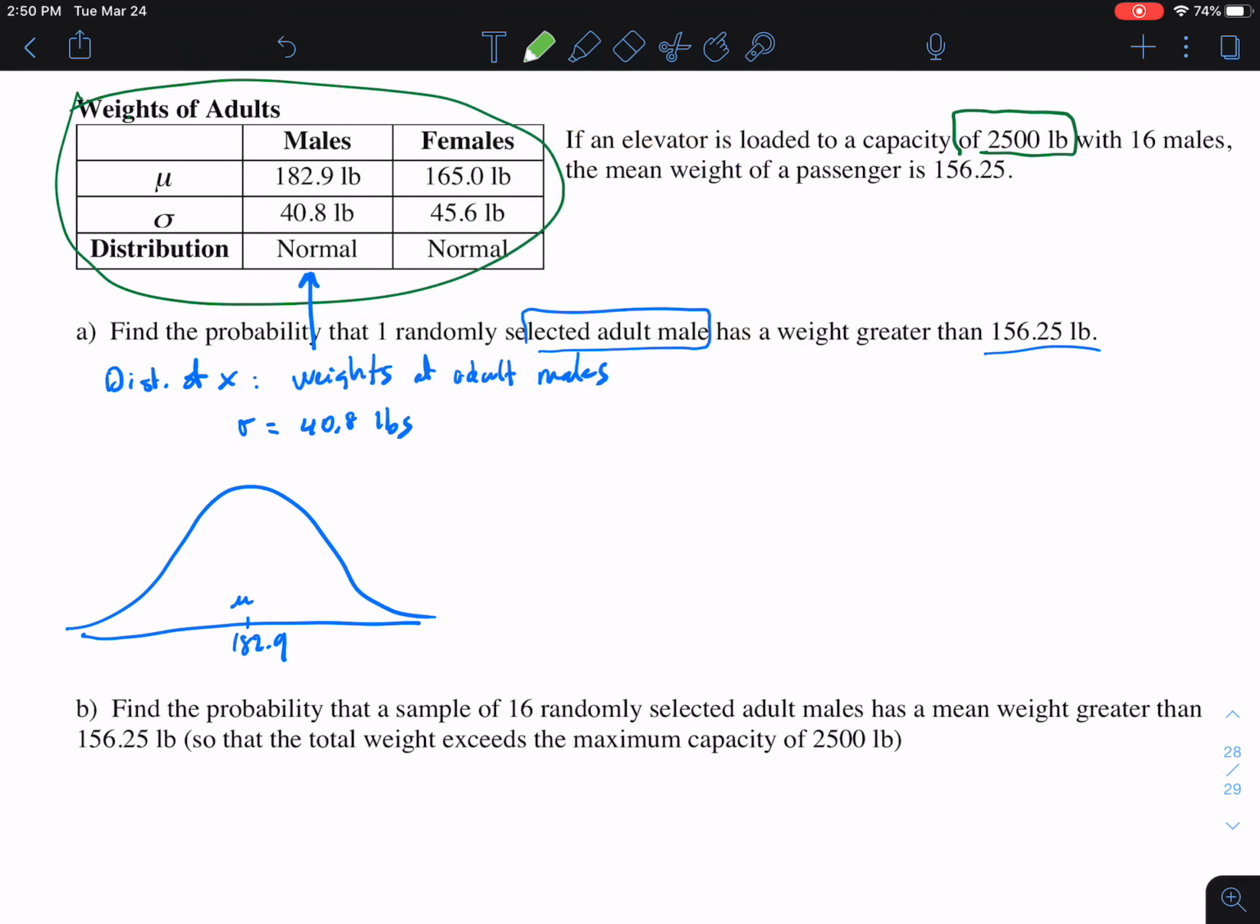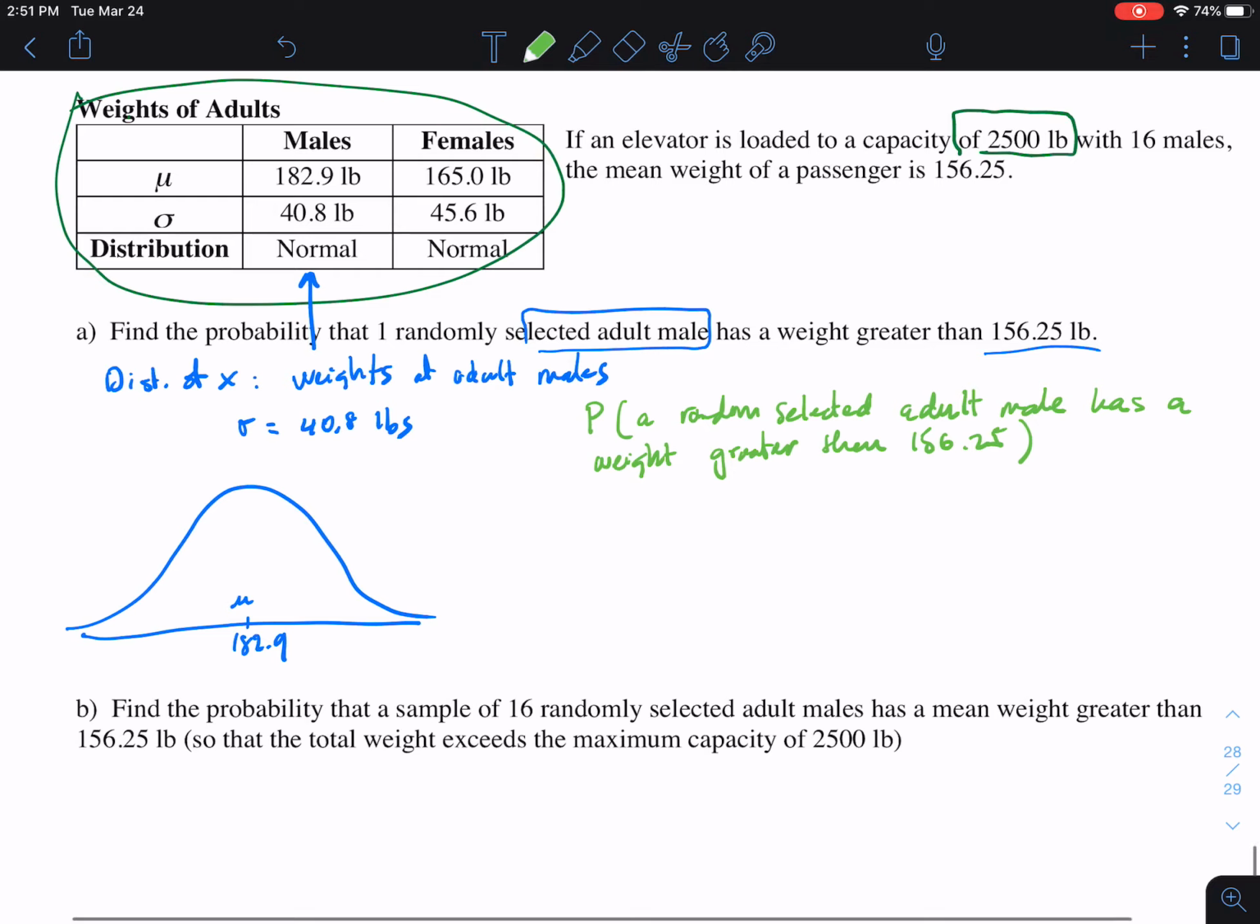We're asked to find the probability that a randomly selected adult male from the population has a weight exceeding, or greater than, 156.25 pounds. So what is the chance that a random adult male weighs more than 156.25 pounds? That is the same thing as asking what is the probability that x exceeds 156.25 pounds.